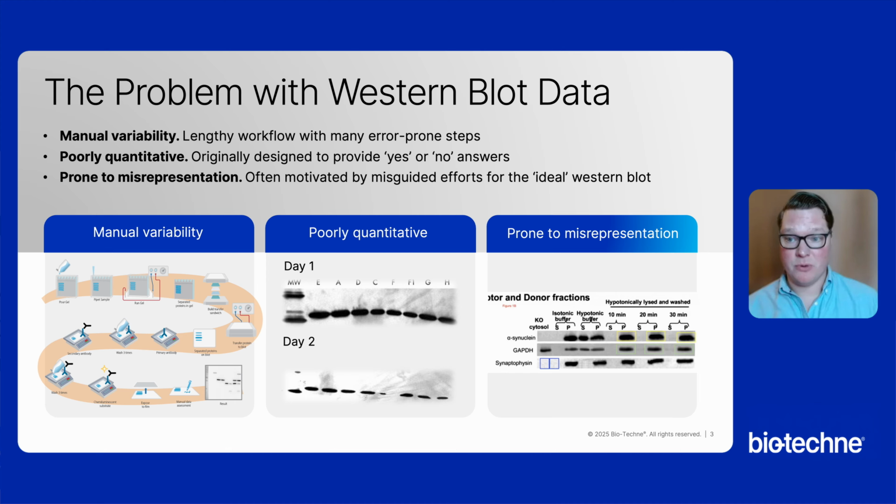A third major challenge and a potential blind spot for Western blot users is that Western blots are easily susceptible to misrepresentation, often motivated by misguided efforts to make the images cleaner for publication. Examples include cutting out lanes to rearrange sample order or non-uniformly changing contrast settings to enhance visualizations of weak bands. Unfortunately, misrepresentation of Western blot data is surprisingly common.